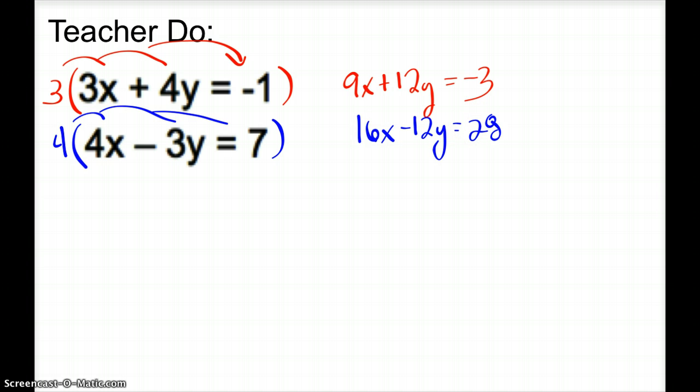Okay, something will cancel, 12 and -12. I had to come up with these numbers. I could have multiplied this by 30 and 40, but I don't want numbers that big. I'm going to find my least common multiple. Middle school, elementary idea, least common multiple.